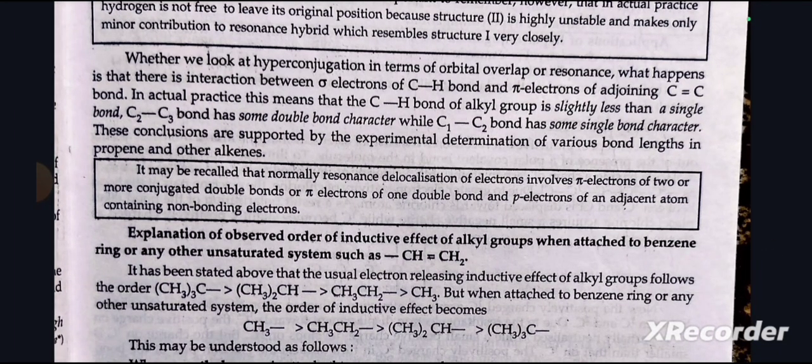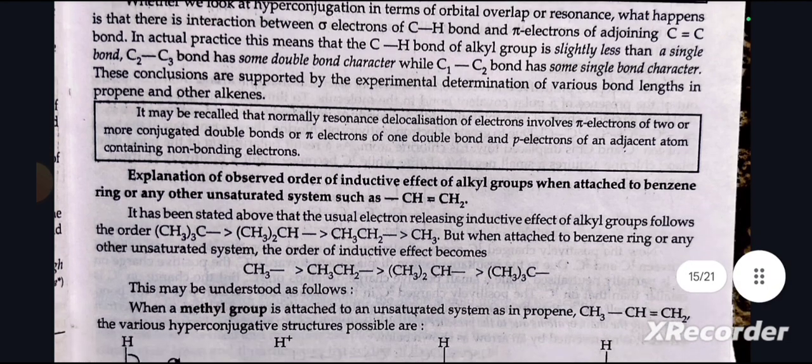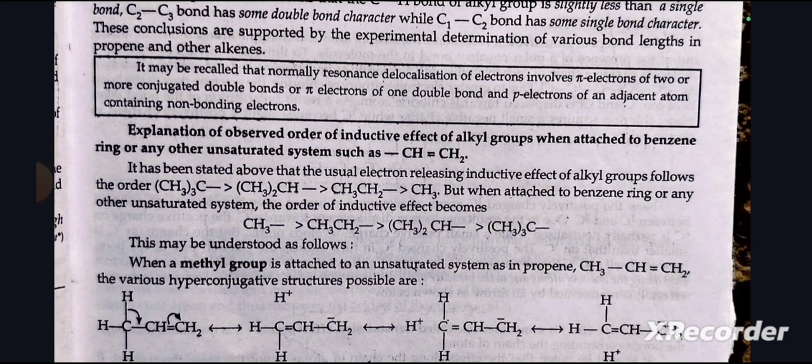Whether we look at hyperconjugation in terms of orbital overlap or resonance, what happens is that there is interaction between sigma electrons of the C-H bond and pi electrons of the adjoining C=C bond. The C2-C3 bond has some double bond character, while the C1-C2 bond has some single bond character. These conclusions are supported by the experimental determination of various bond lengths in propene and other alkenes. It may be recalled that normally resonance delocalization involves pi electrons of two or more conjugated double bonds, or pi electrons of one double bond and p electrons of an adjacent atom containing non-bonding electrons.